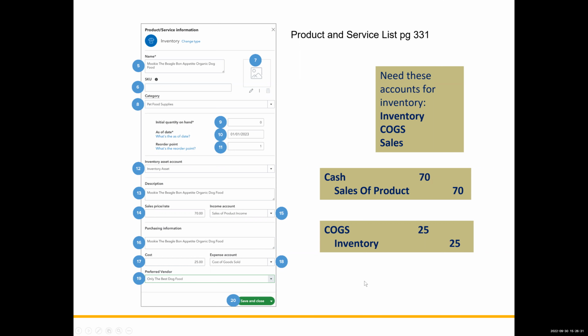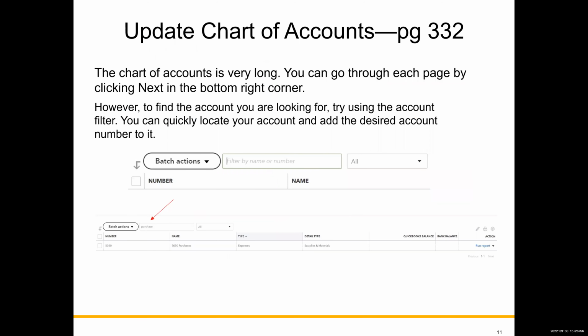Now, if this was a service item, you wouldn't have it. All you would have is an income account. You wouldn't have the inventory asset account. You wouldn't have the cost of goods sold. No inventory asset, no cost of goods sold. All you would have would be the sales, right? Okay. Now on page 332, they want you to update the chart of accounts.